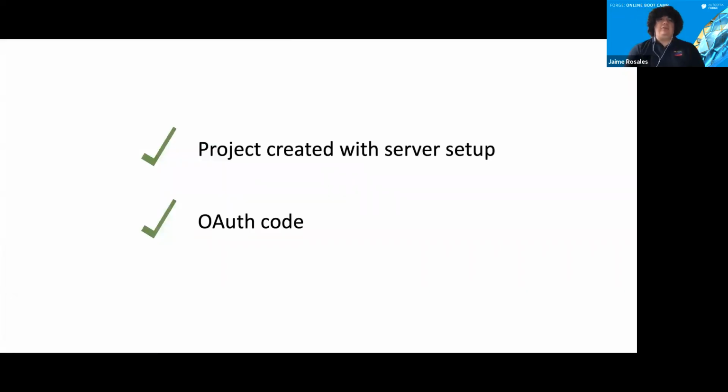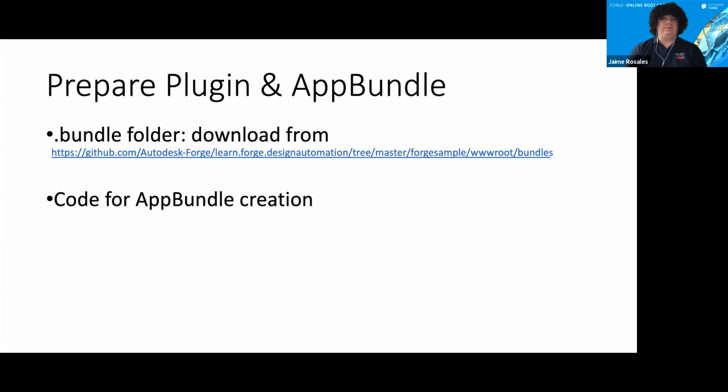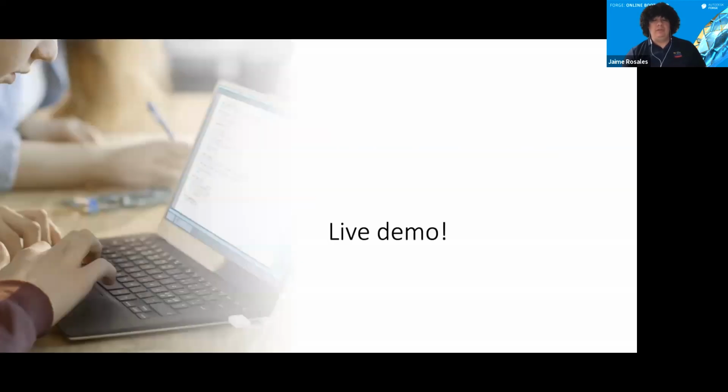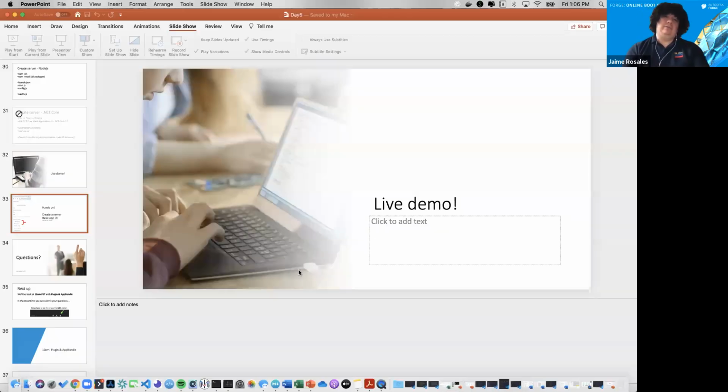So as of now, you should have the project created with the server setup and also the OAuth code. In order to go into preparing the plugin and that bundle, we will get some bundle folder. We're not going to download from here. I'm actually going to show you in the instructions of the tutorial where we have the specific instructions for the Node.js setup. I think this one might be for the .NET Core one. So let me move into that.